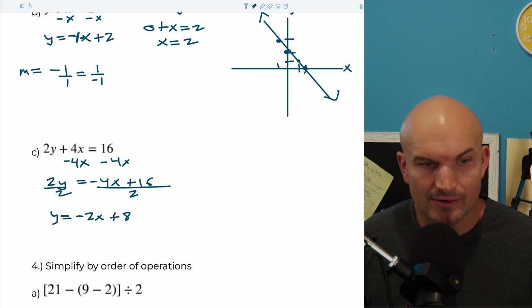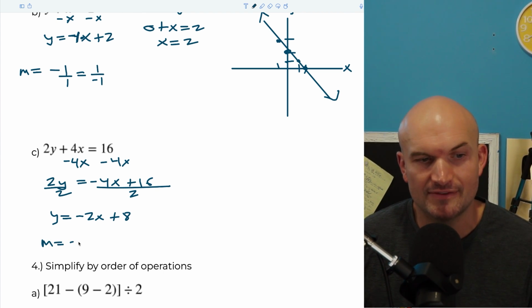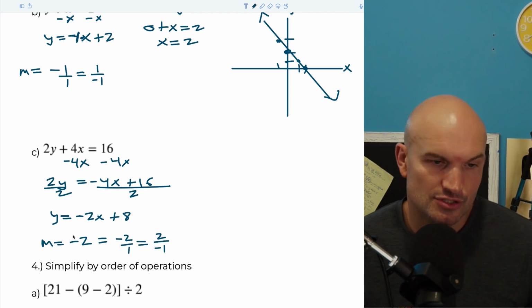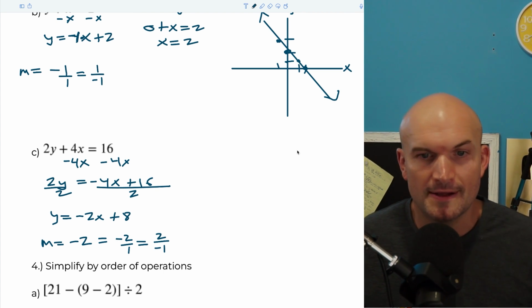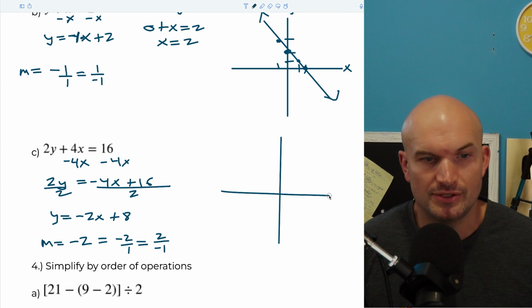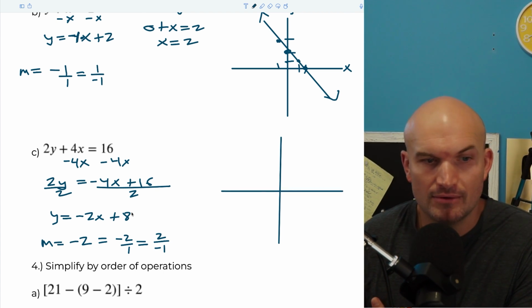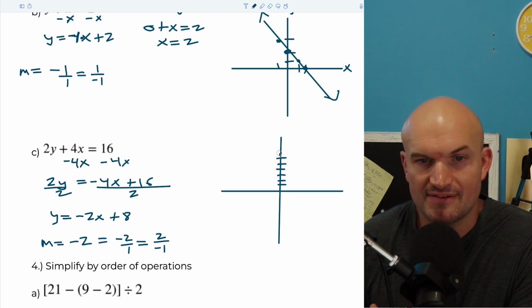All right. So again, we have this kind of issue with a number for our slope. So m equals negative 2. Well, again, we can rewrite that as negative 2 over 1, which we can also write as 2 over negative 1. So just remember, all those are going to work, and they're interchangeable with each other. Then what I want you to do is find the y-intercept, which in this case is going to be 8, right? So it's (0, 8). So we go 1, 2, 3, 4, 5, 6, 7, 8.